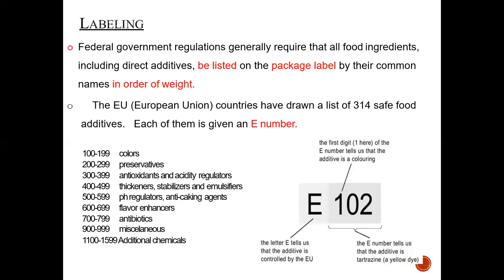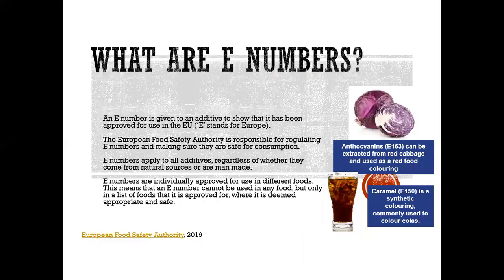Then E300 to E399 is antioxidants and acidity regulators. E400 to E499 is thickeners, stabilizers, and emulsifiers. 500 to 599 is pH regulators and anti-caking agents. 600 to 699 are flavor enhancers. 700 to 799 includes antibiotics. 900 to 999 is miscellaneous, and all the other additional chemicals come under 1100 to 1599. So these are the different E numbers, which indicate the different types of additives.